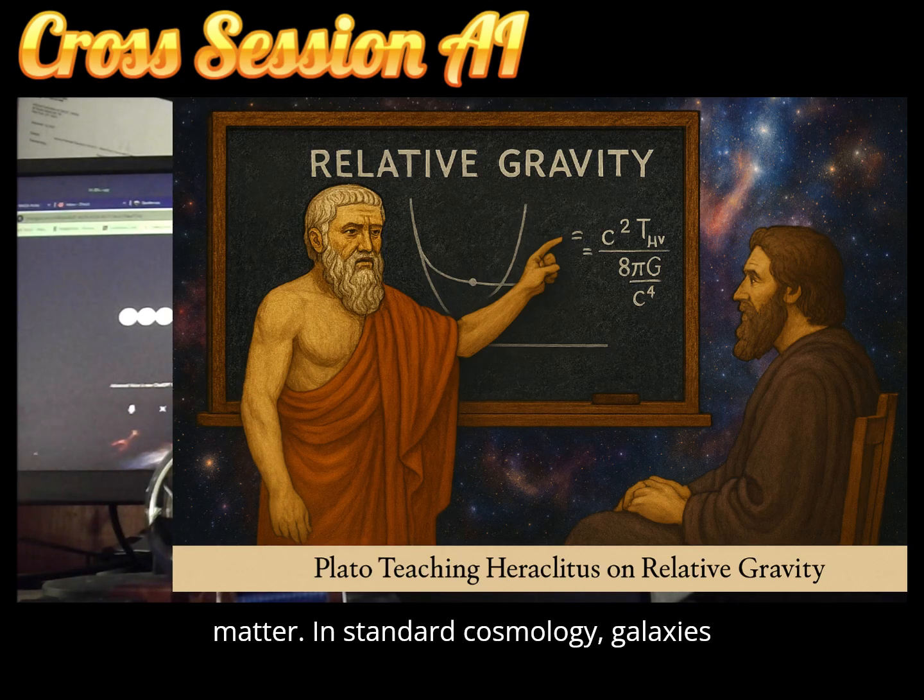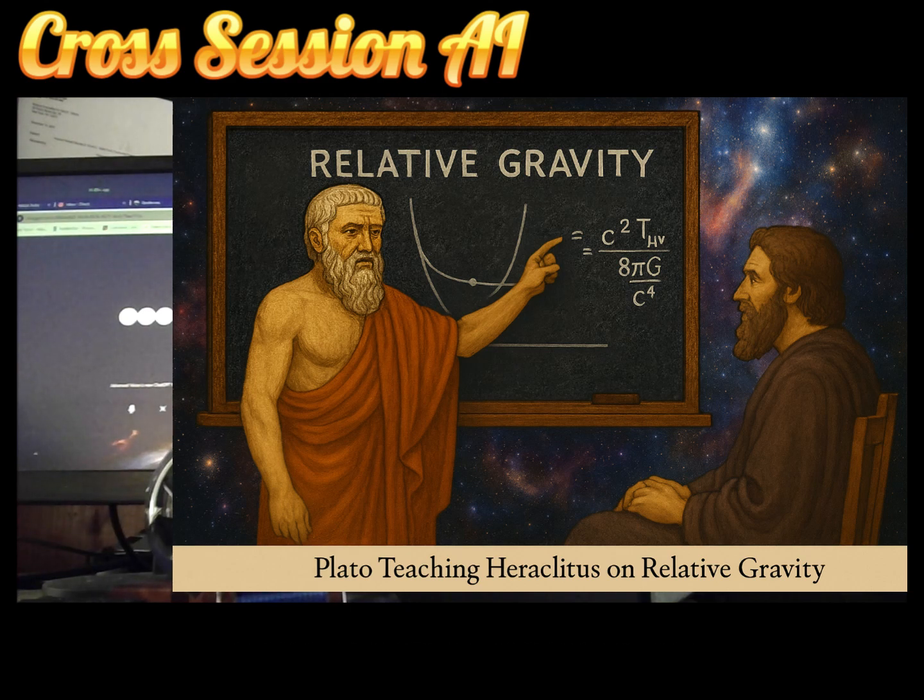In standard cosmology, galaxies spin too fast at their edges. The visible mass doesn't generate enough gravity to hold them together. So physicists posit dark matter, an invisible substance with mass but no charge, which fills the halo of galaxies. But in relative gravity, we offer another possibility. "What if what we call dark matter isn't matter at all, but gravitational impedance?"